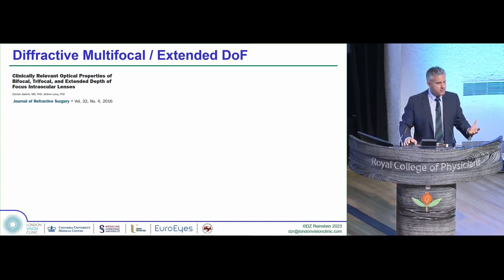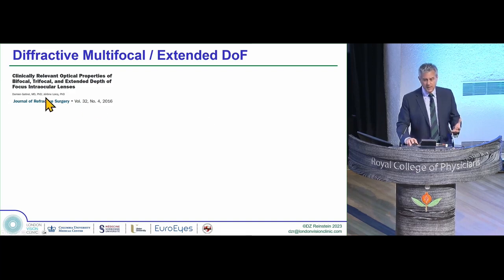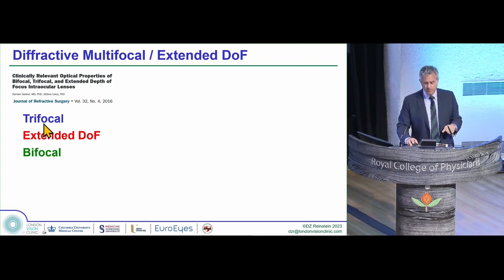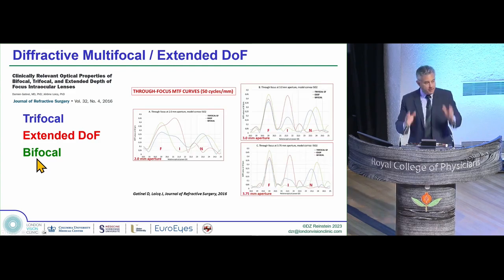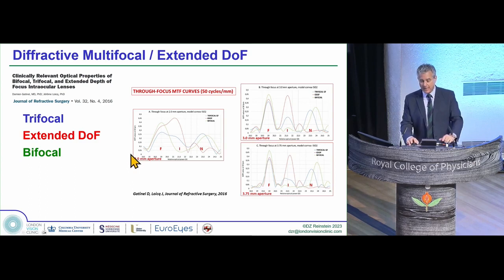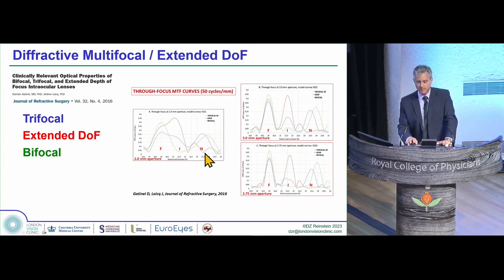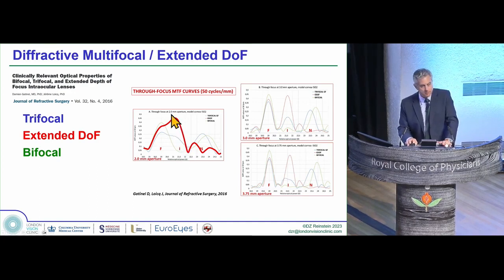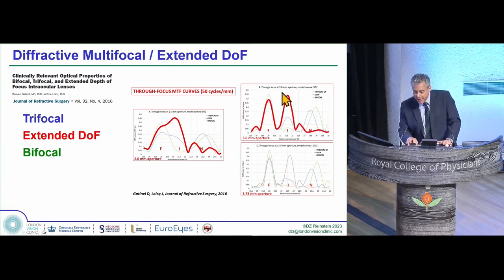Anyway, how do we know some of this? Because some of us are not morons, and particularly Damien Gatinel. He's very smart. So what he did was he took his trifocal, the Symphony, and a bifocal. And he did bench work, and he put these lenses on, and he looked at the through focusing curves. And what he found was that the extended depth of field Symphony was an EDOF if the aperture was 2 millimeters. But if the aperture was 3 millimeters, it was a bifocal diffractive IOL.